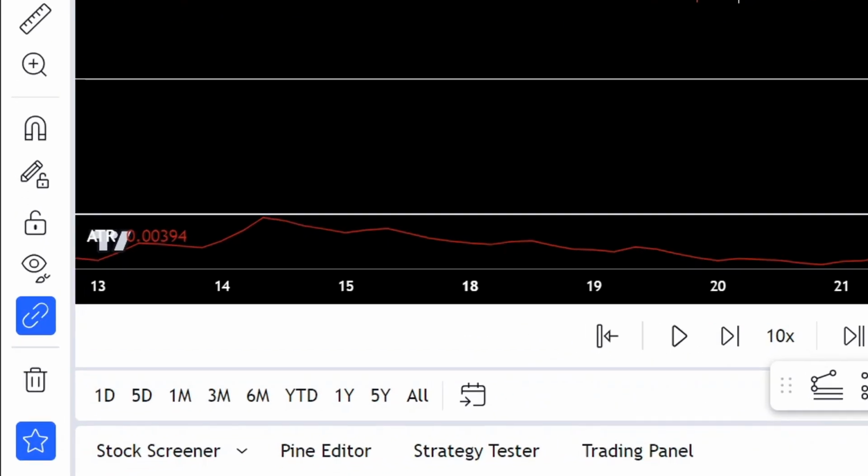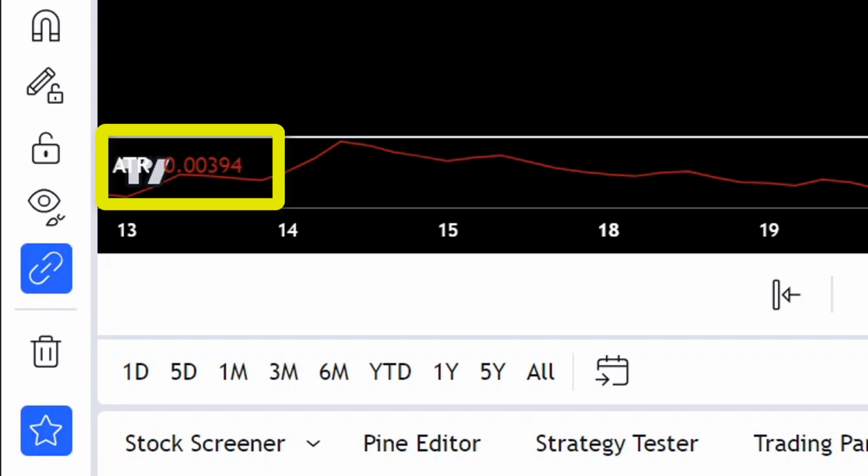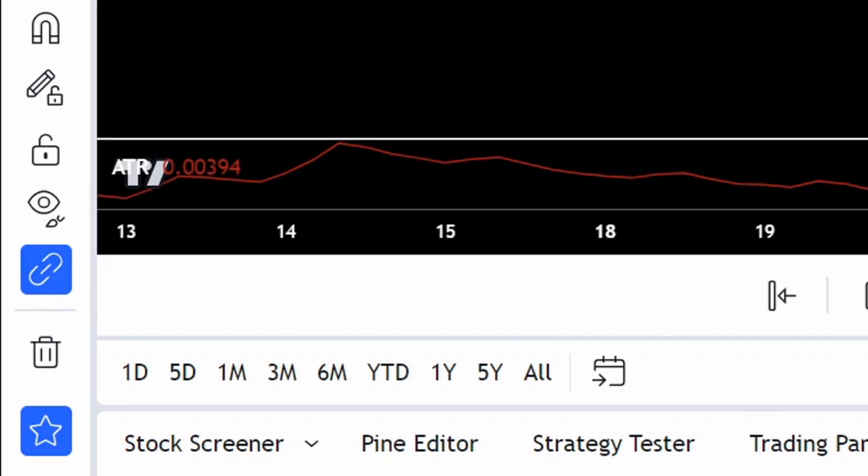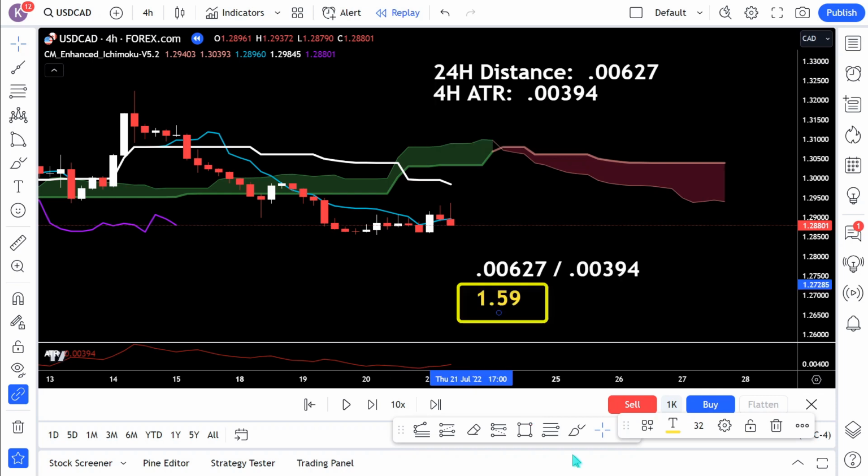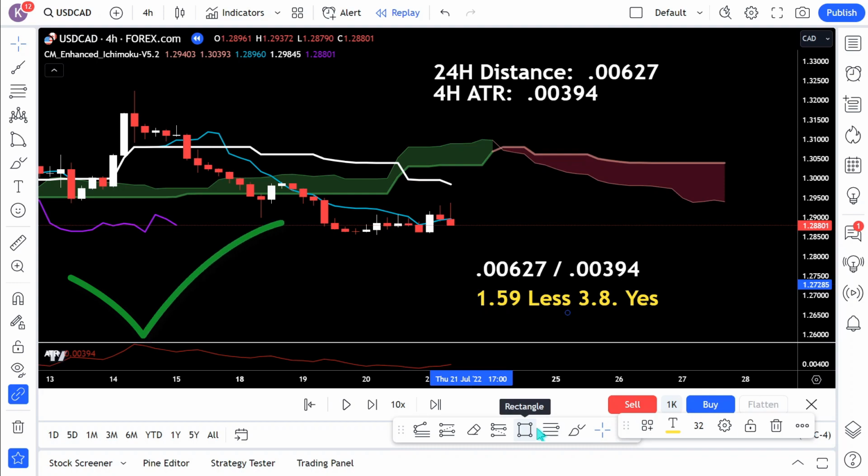The 4-hour ATR is 0.00394. So here's your two numbers. Give me a ratio and let me know if you would take the trade. We get 1.59, so is this close enough? We need to be below 3.8, so yes, we would take this opposing trade.